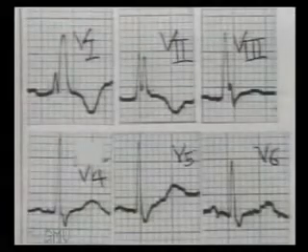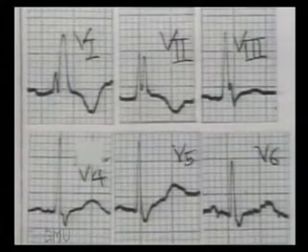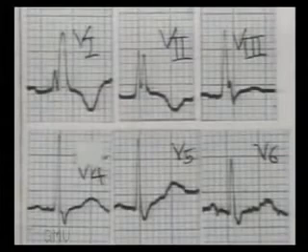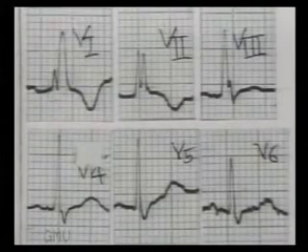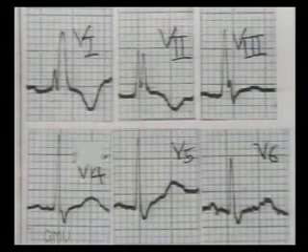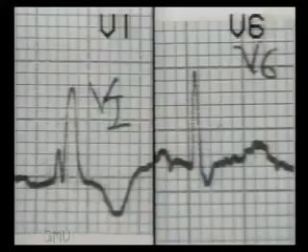This is another ECG of right bundle branch block. Note the RSR' pattern in V1, typical rabbit ears in V2, and shallow but wide S wave in V5 and V6, that is right bundle branch block. Note in close-up view RSR' in V1 and wide S wave in V6.